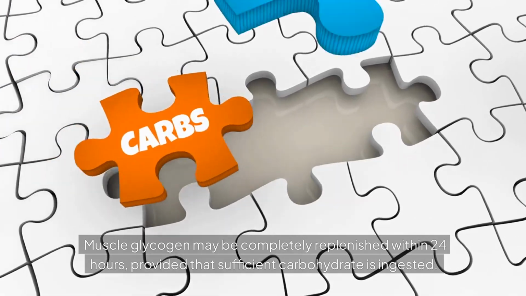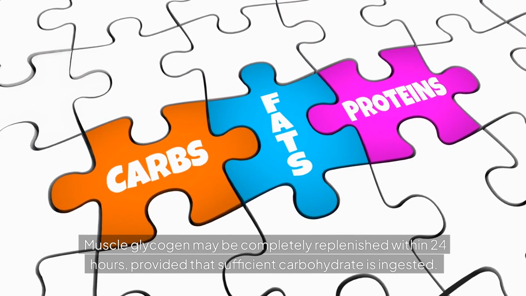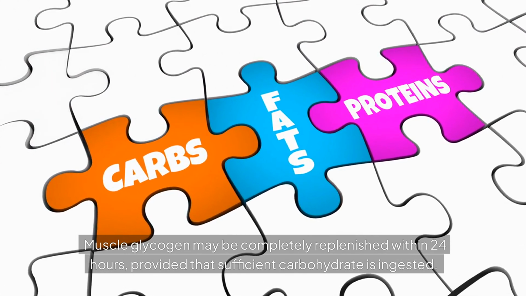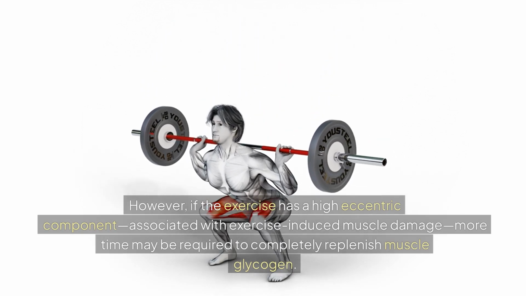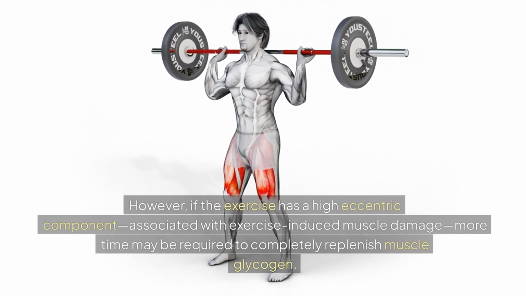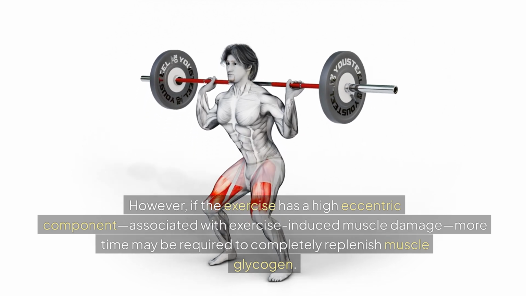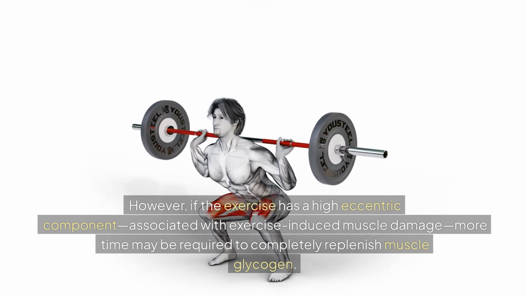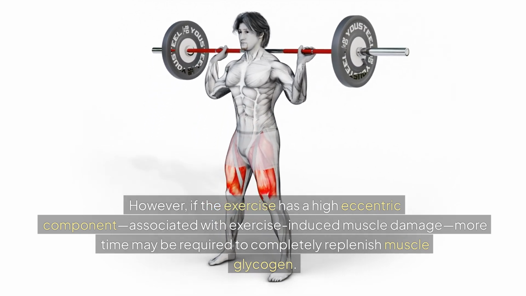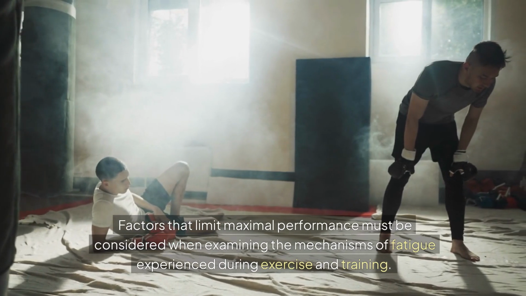Muscle glycogen may be completely replenished within 24 hours, provided that sufficient carbohydrate is ingested. However, if the exercise has a high eccentric component associated with exercise-induced muscle damage, more time may be required to completely replenish muscle glycogen.